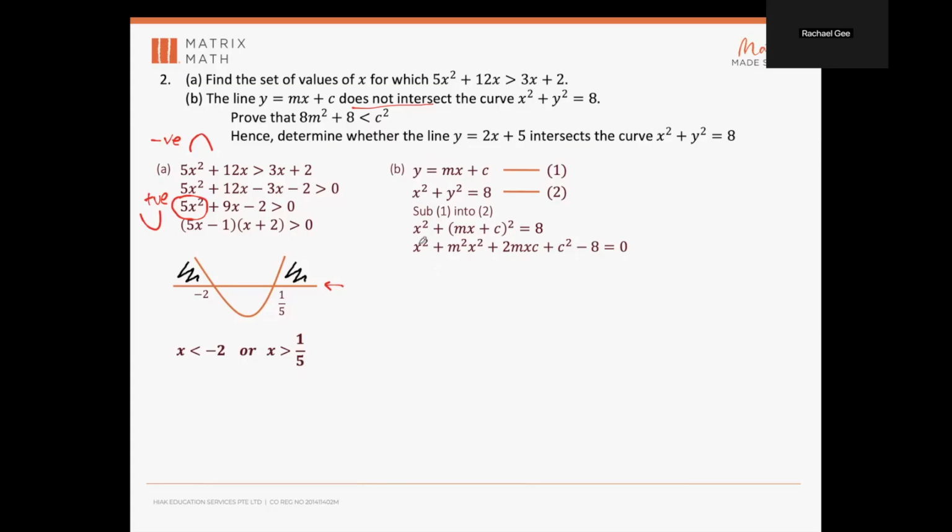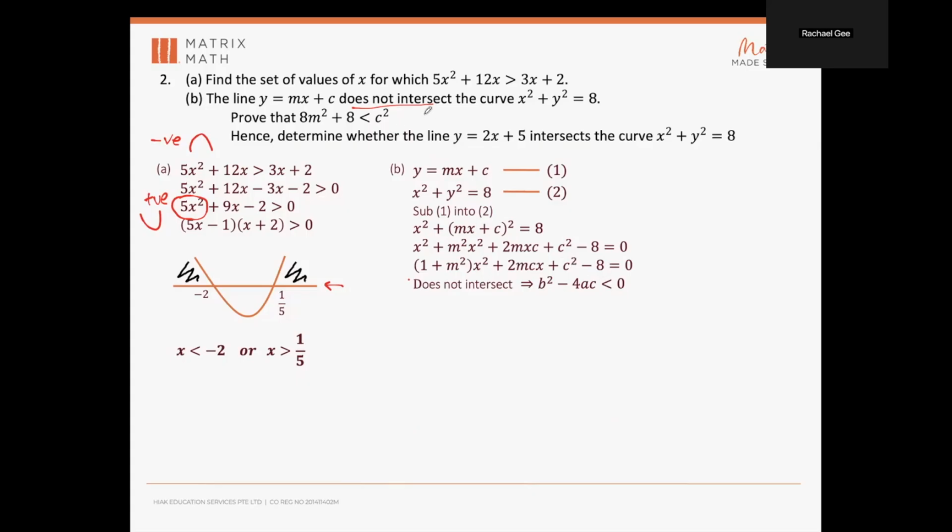Okay, after that, you can factorize out your x squared so that you can see your a, b, and c better. If you don't want to, it's fine as well. Since it does not intersect, it means that your b squared minus 4ac must be less than 0. Depending on the value of your m and your c, these two graphs might intersect or might not intersect. So that's why we will find the range of our m and c.